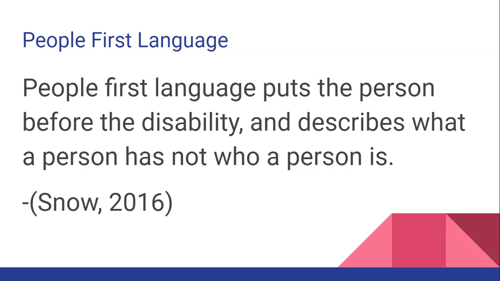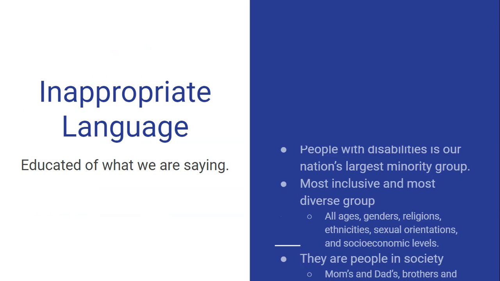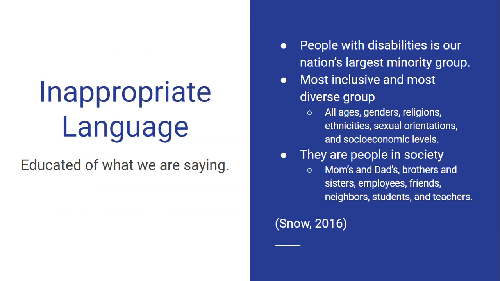So analyzing our current state at our school, I have observed that there have been inappropriate words or phrases used, such as "she's autistic," "the handicapped students," "the SPED students," "he is crippled," or "that student is mentally ill." All of the above would be inappropriate statements that do not use People First language. So let's educate ourselves on what we need to say.